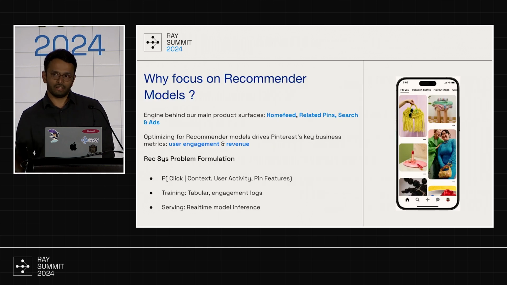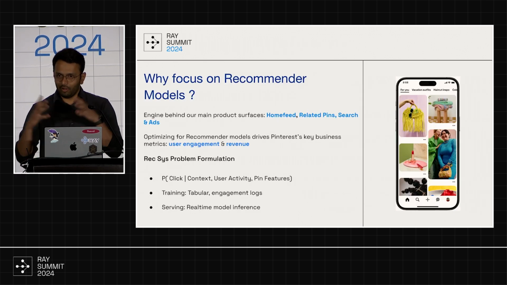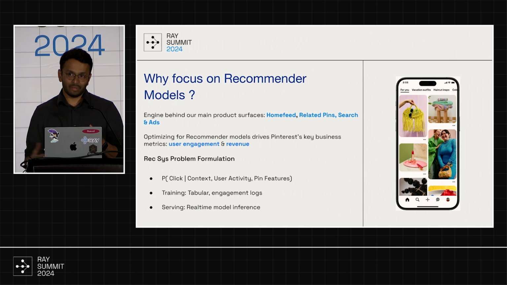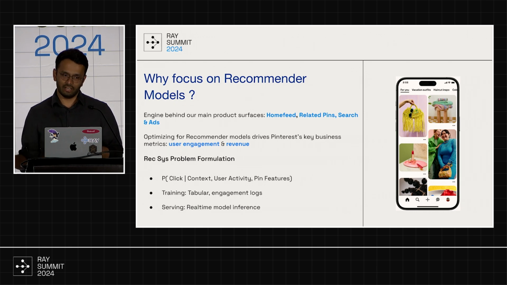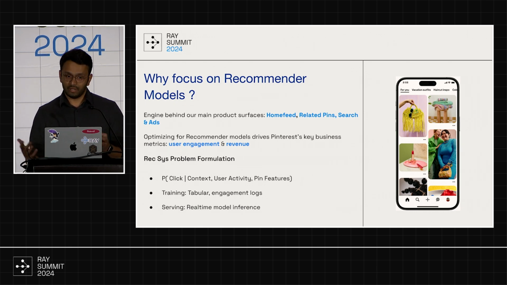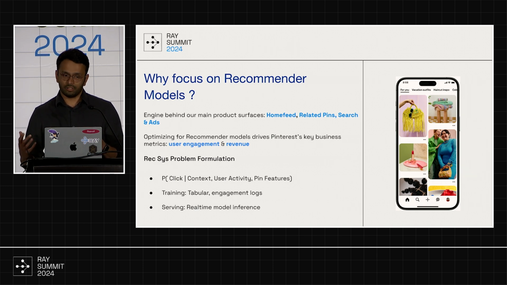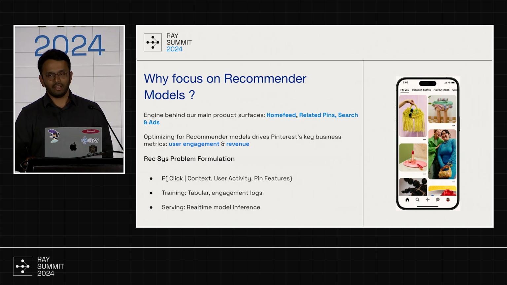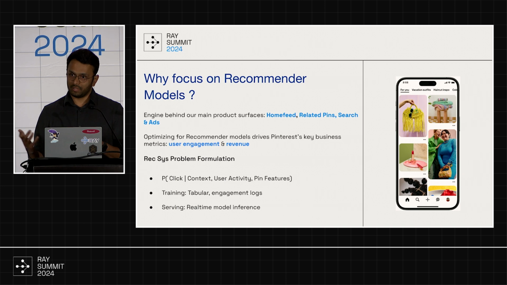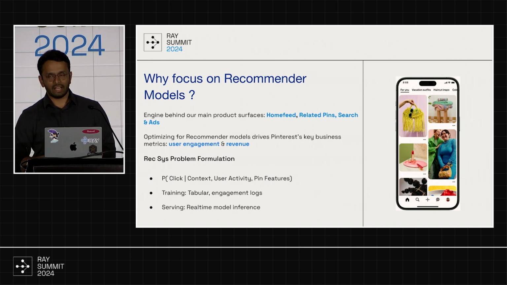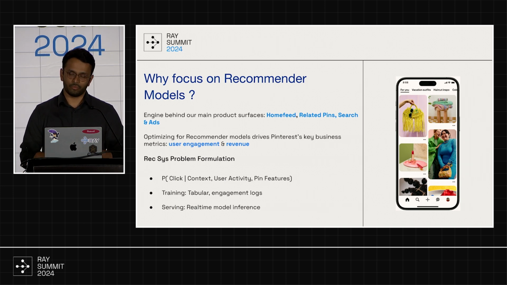And the reason for that is, like in all the Gen AI discussions that are happening in the industry, recommender models are still the bread and butter for many different companies in this space. And they underscore some of our critical product surfaces, such as home feed and related pins. And they're also the key drivers of our performance-based ads businesses. And so any improvements in this recommendation model training can directly impact our product.